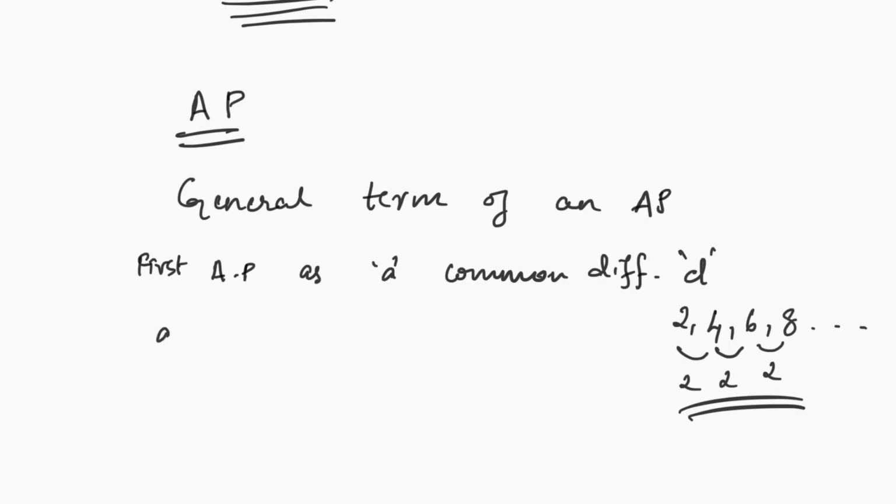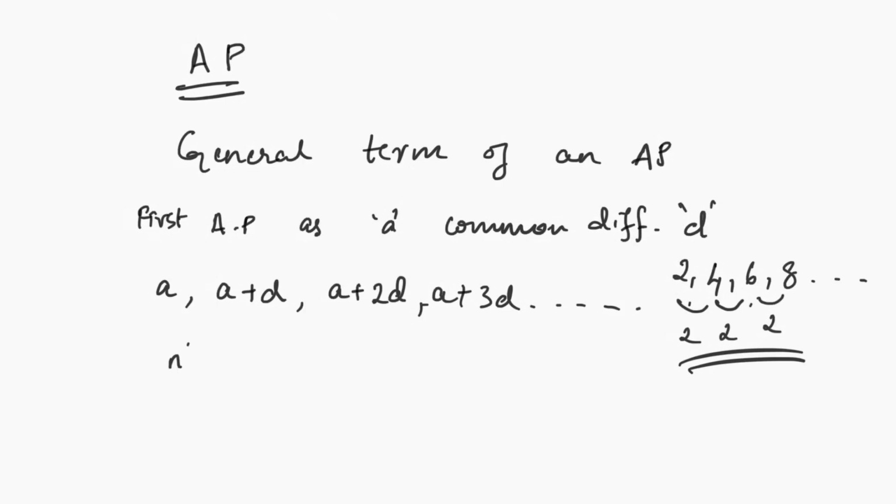So what will be the AP then? If your first term is A, your second term will be A plus D. Third term will be A plus 2D. So just check here. If the first term is 2, the second term is 2 plus 2, which is 4. Third term is 2 plus 2 into 2, that is 2 plus 4, that is 6. Again 2 plus 3 into 2, that is 2 plus 6 equals 8. It goes like that, A plus 3D. This is how you get it. Okay.